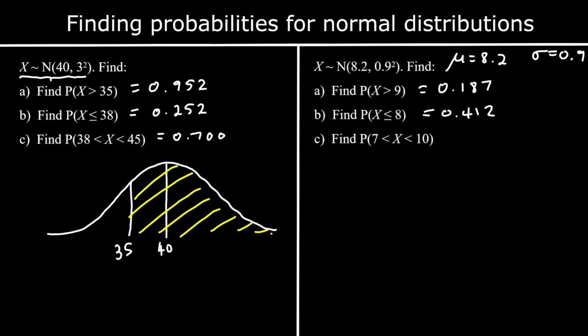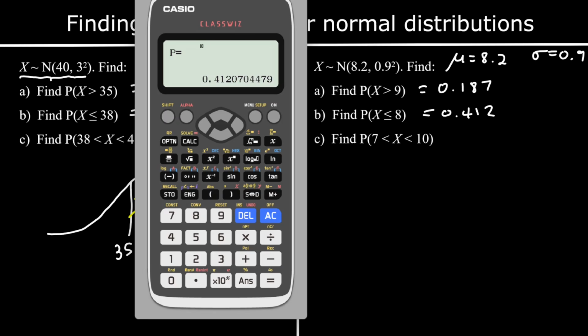Find the probability that x is between 7 and 10. So the lower is 7, the upper is 10, our standard deviation is 0.9, our mean is 8.2. We get 0.886.